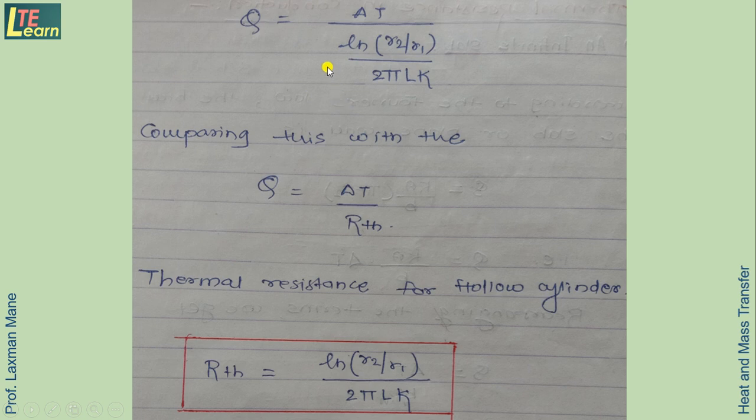Now similar to the earlier case of plane wall, here also we compare this equation with the analogy equation, that is Q is equal to delta T upon R_TH. Comparing both equations, we can find similarity in Q and delta T. So here the thermal resistance for hollow cylinder will be what? This denominator quantity R_TH is equal to natural log of R2 by R1 divided by 2 pi L k.